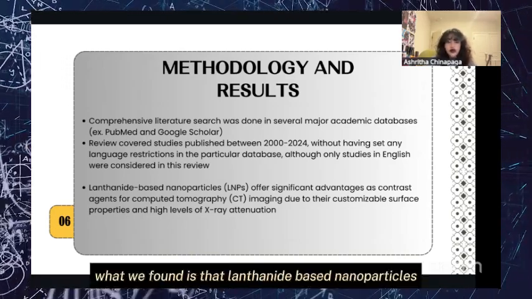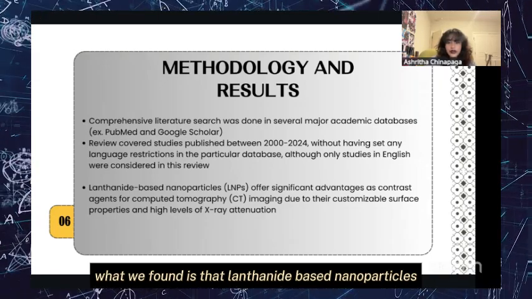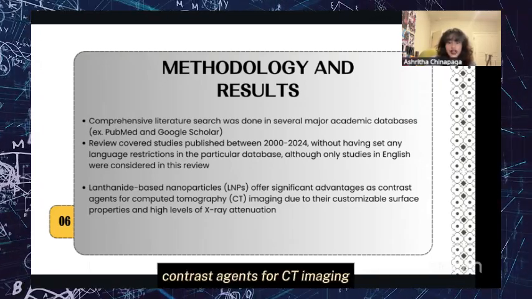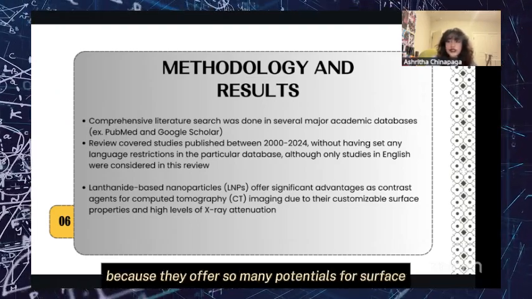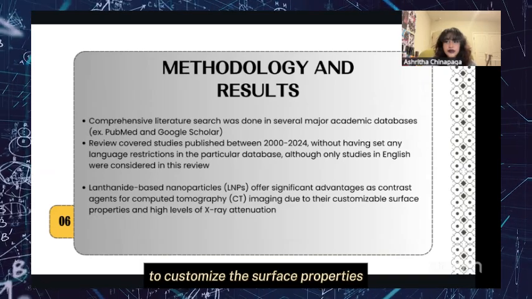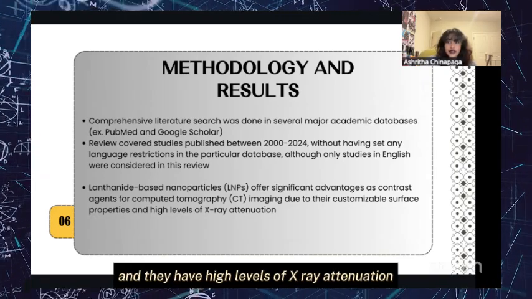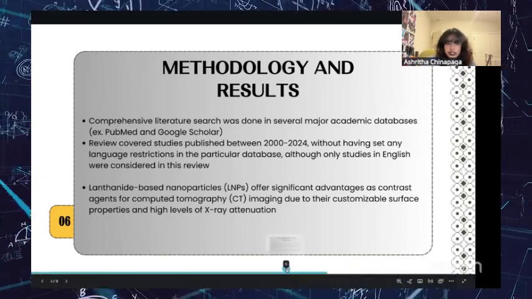And so what we found was that lanthanide-based nanoparticles have significant advantages as contrast agents for CT imaging, because they offer so many potentials to customize the surface properties, and they have high levels of X-ray attenuation.